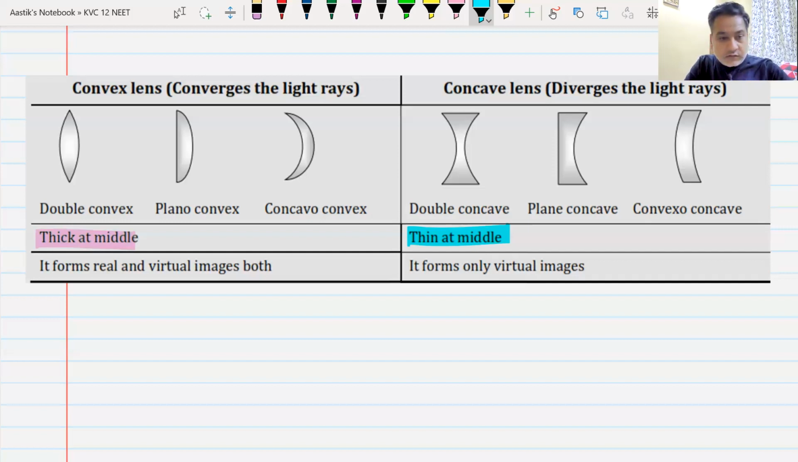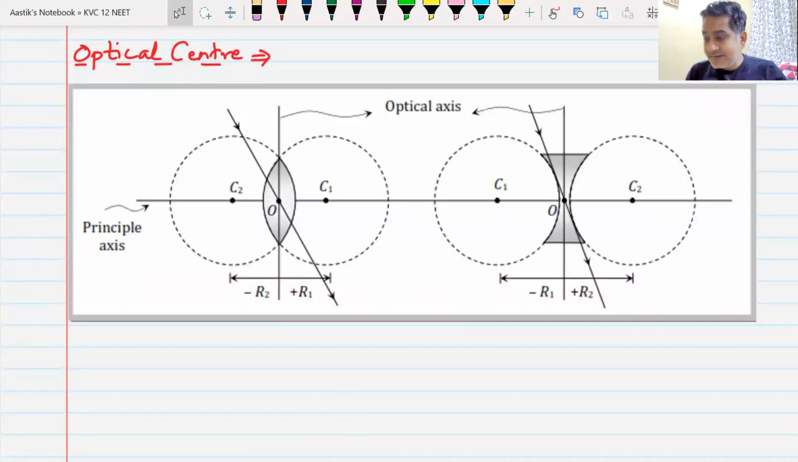Yes, sir. Okay. Then the first heading that we are going to write is known as the optical center of the lens. Do you know what is an optical center of the lens? Optical center of the lens, and this is the best diagram that can explain this. This point O is known as the optical center of the lens. You can call it the center of the lens. That may not be very correct. This is the optical center of the lens.